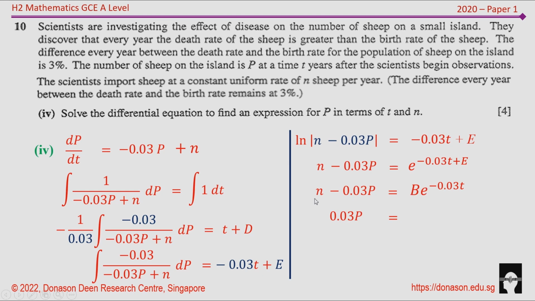So what I'm going to have is n minus this thing. So it's n minus b e to the power of negative 0.03t. And of course, as you can see, the next step is we just need to divide everything by 0.03, to leave p alone on the left. So p is therefore equal to 100 over 3, because 0.03 is 3 over 100. 3 over 100, if I bring it to the other side, is going to become 100 over 3 times n minus b e to the power of negative 0.03t. So that is going to be the population expressed in terms of time.